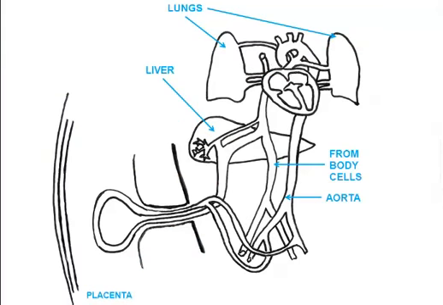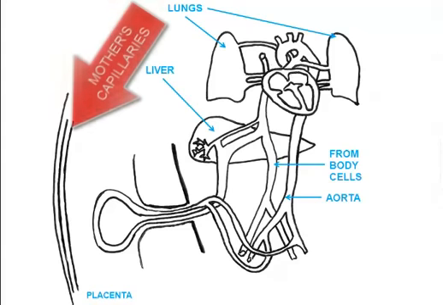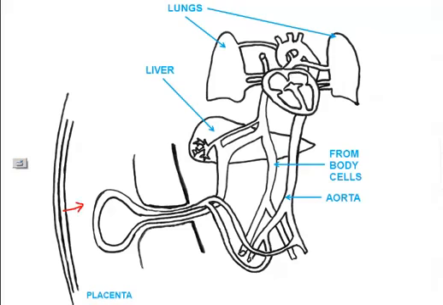Let's follow the path of circulation in a fetus. Starting at the placenta, the maternal blood vessels deliver oxygen and nutrients to the fetus at the placenta. These materials diffuse into the fetal bloodstream. Wastes diffuse out of the fetus's bloodstream and into the mother's bloodstream. The blood returning to the fetus's body is oxygen-rich and nutrient-rich.